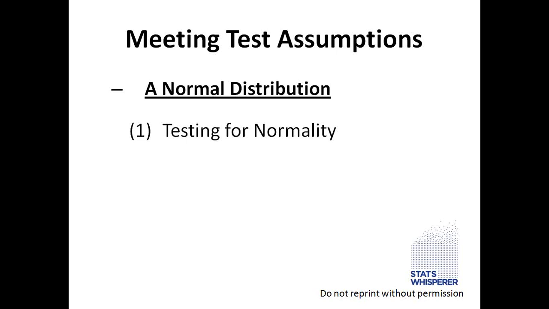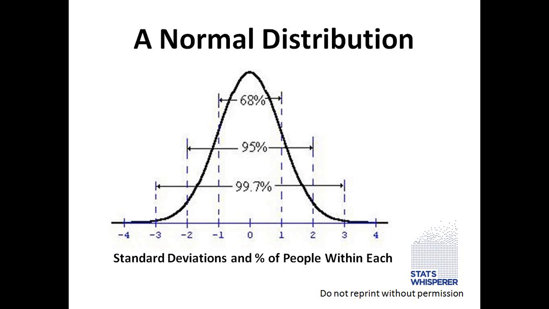Okay. Now the testing for normality. So this is a normal distribution, right? So we see the bell curve shape. Now you'll notice in the center we have a 0, right? So that's the middle of the distribution. And then the 1 to the left is -1, and the 1 to the right, +1. Those are the standard deviations away from the mean.